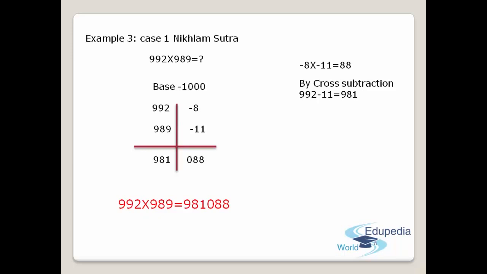You can also do this in another way. What is that other way? We multiply 981, the answer you got in the left column, with the base. 981 into 1000, you will get 9,81,000. Now you add the answer you got in the right column to the product of 981 and 1000. You will get 9,81,088.